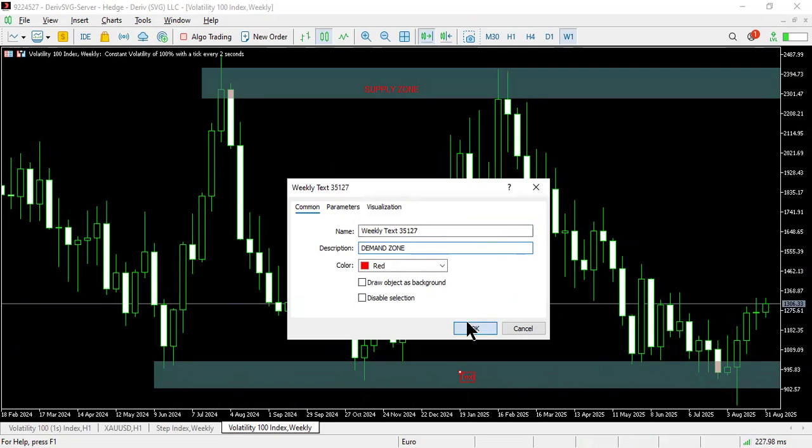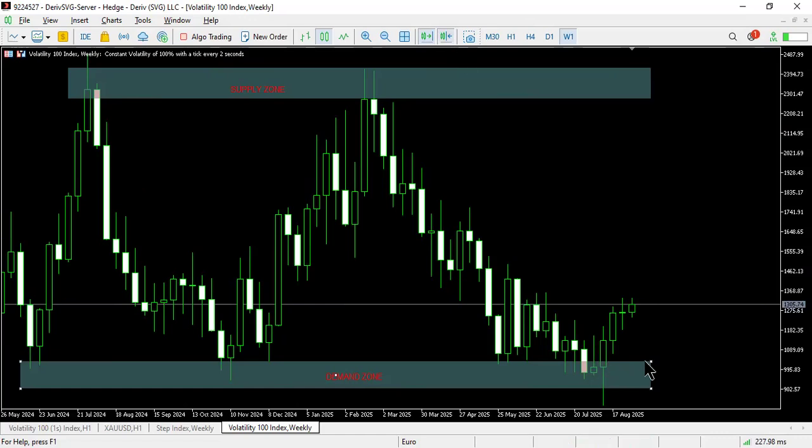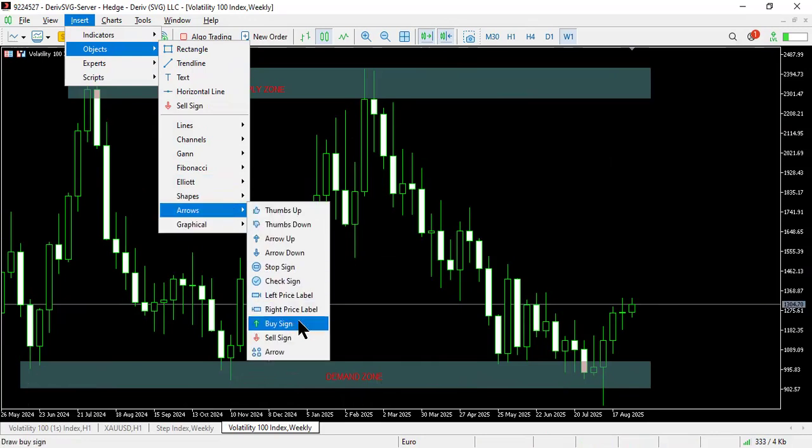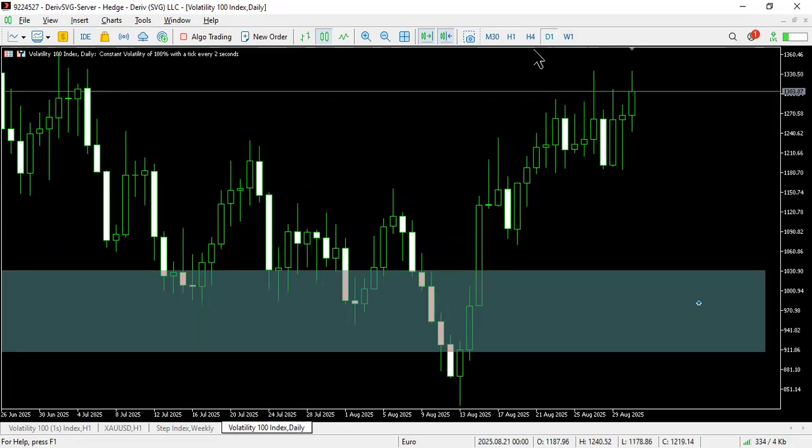So already from the weekly time frame, you can tell your bias. You can tell the market direction. You can see price always trades between supply and the demand zone. So it moved from supply to demand, demand to supply. Currently, price is reacting from the demand headed to the supply. So Volatility 100 is in an uptrend, so you have to place buys. That arrow is to signify that the bias is bullish. Then you go to the daily time frame.